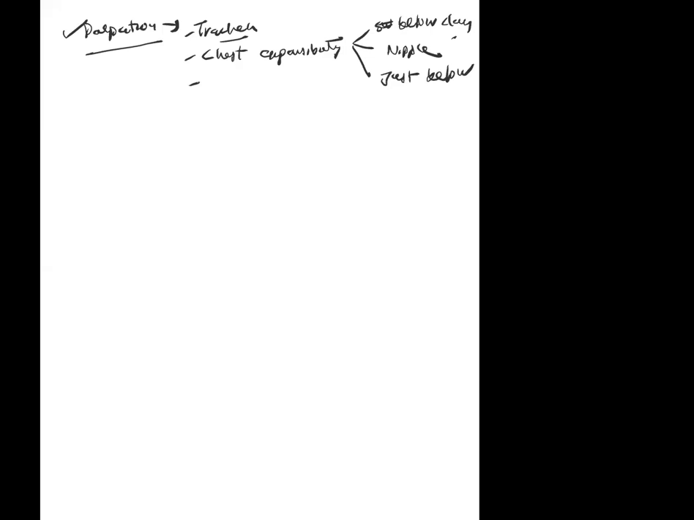Now what will you do? You will do the percussion. Previously, it was advised to check vocal fremitus, but nowadays it is obsolete. You don't need to do vocal fremitus. So you will do percussion. Sometimes someone asks you to check the apex beat, but it is not necessary all the time. So now you shift to the percussion mode.